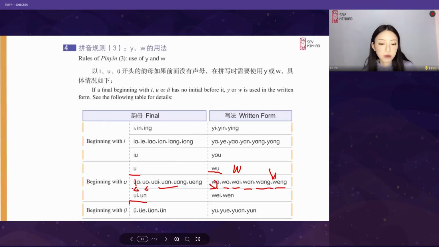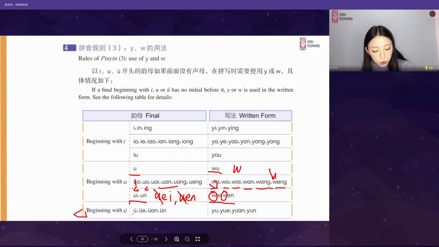And another special occasion is ui and un. Although they are written like this, actually they are ui and un, these two, remember? And when we are writing it with the initials, we will remove the u and put the initial u before it. Okay, now the last situation is beginning with yu.